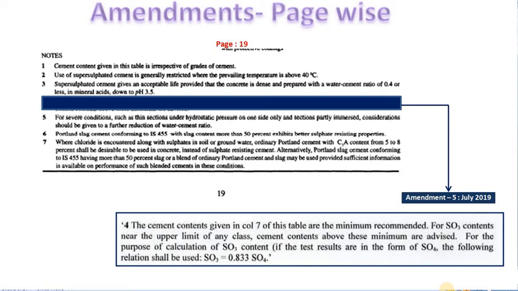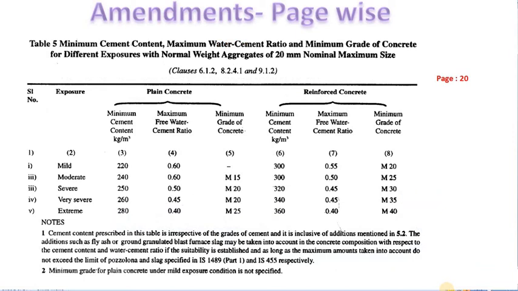Now let us move to the next table, and this is Table number 5. This is a very important table which shows the cement content, water cement ratio and minimum grade of concrete for each condition, for plain and reinforced concrete both. So in this, the change made is in the footnote. In the table there was no change, but however the footnote was changed. So let me read it.